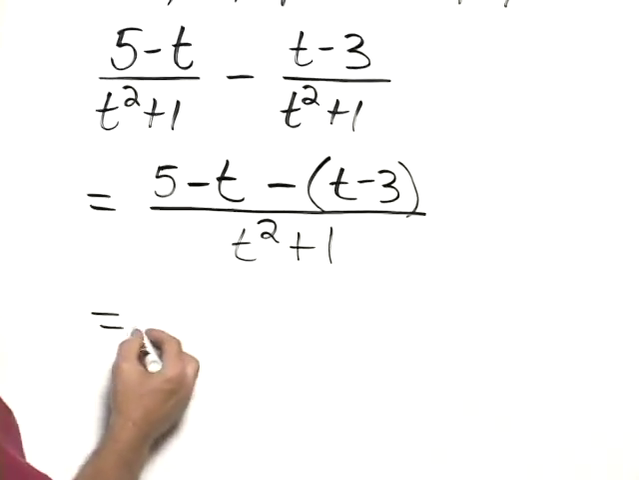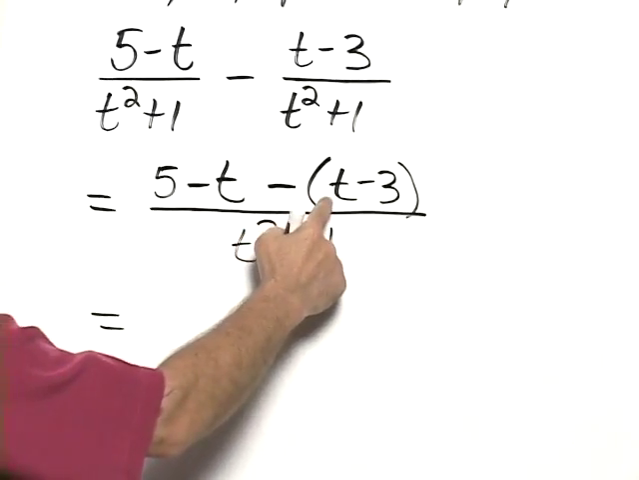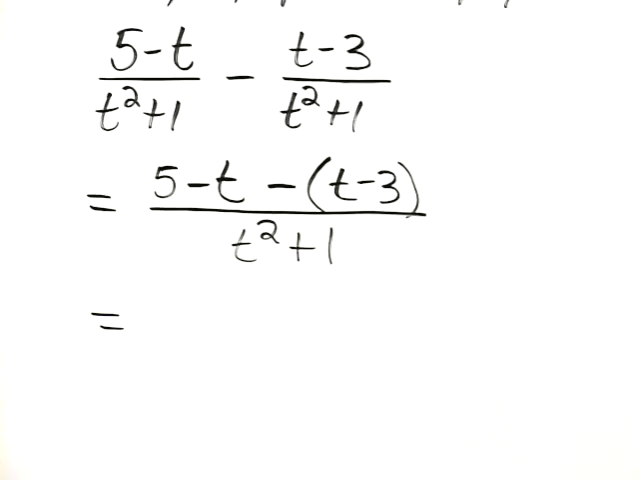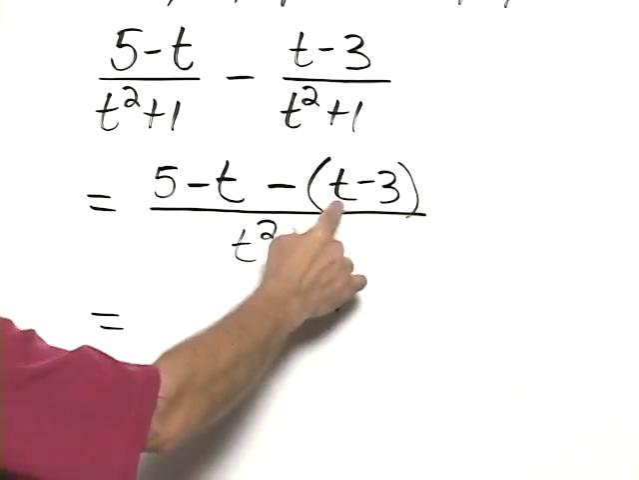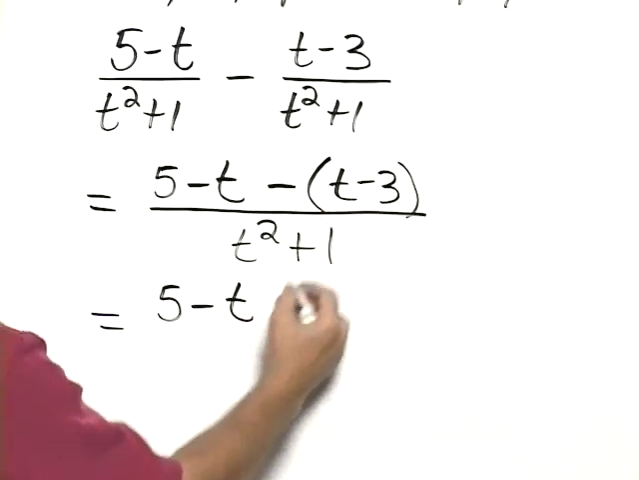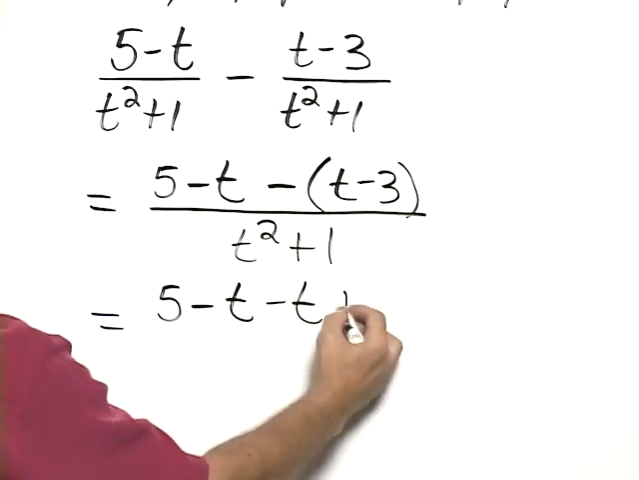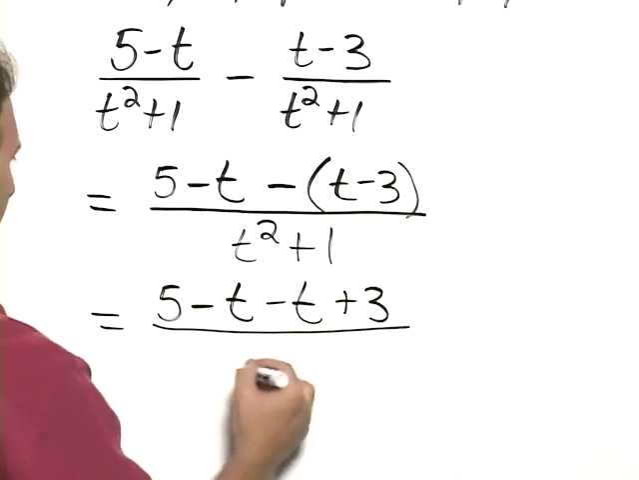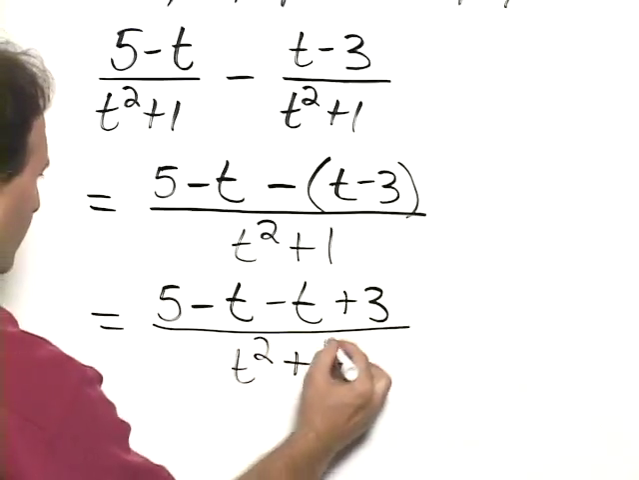In order to simplify, we need to change the sign of each of the terms in the parentheses. So we have 5 - t plus 3, all over t² + 1.